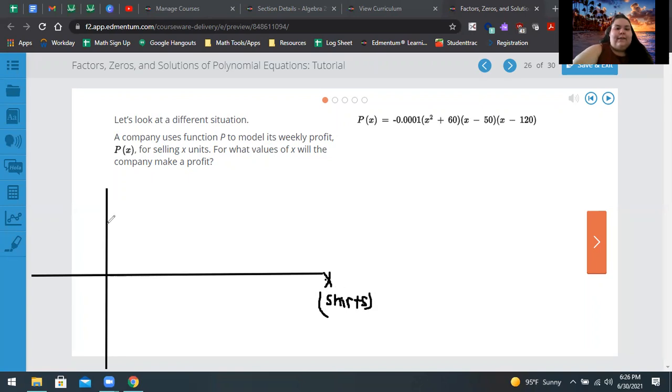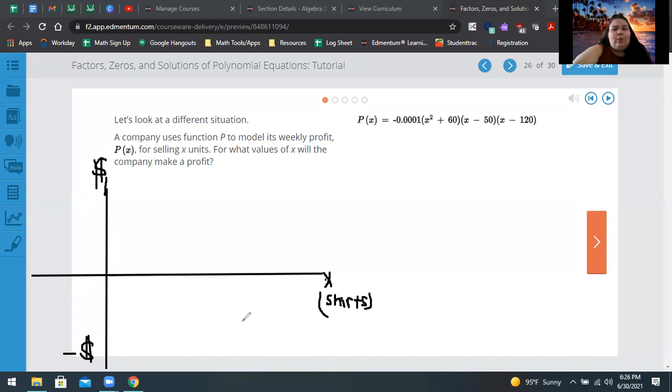Now, if the y-axis is about your money, right? You want your graph to go up as high as possible. That's how much money you're making. Down here is when you start making negative money. That's in debt. We don't want to be in debt at all.